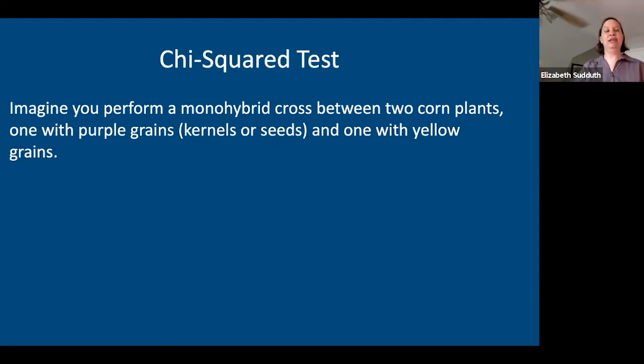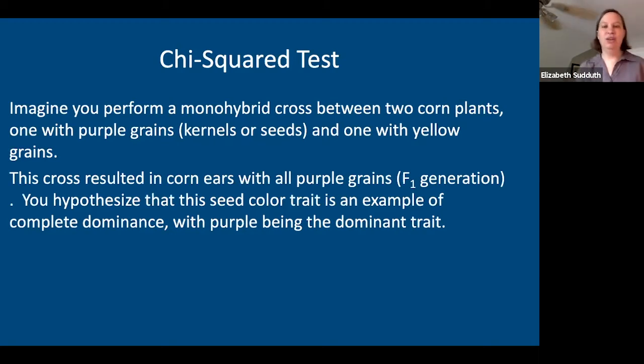And so when you're looking at a piece of corn that's entirely purple, you're looking at a cross that resulted in nothing but purple offspring. If you're looking at one that's entirely yellow, you're looking at a cross that resulted in nothing but yellow offspring. So when we cross our purple corn with our yellow corn, in our F1 generation, all the corn have purple grains. We're going to hypothesize that this is an example of complete dominance, where purple is the dominant trait. It works just like we're expecting it to.